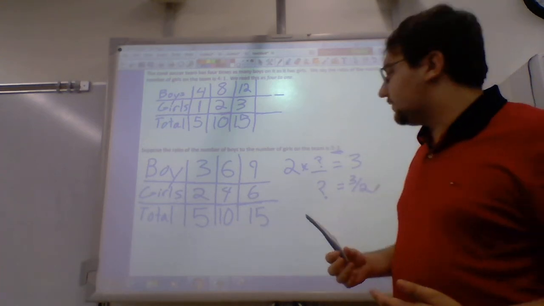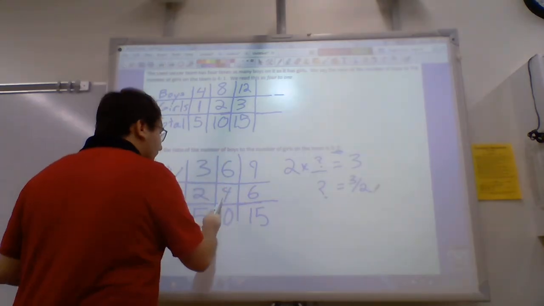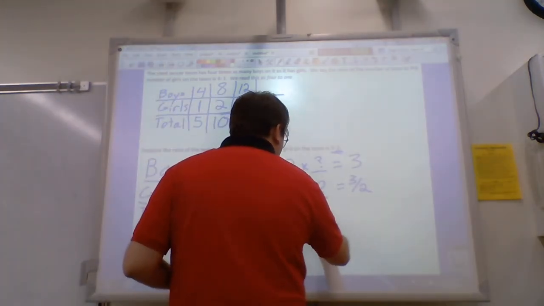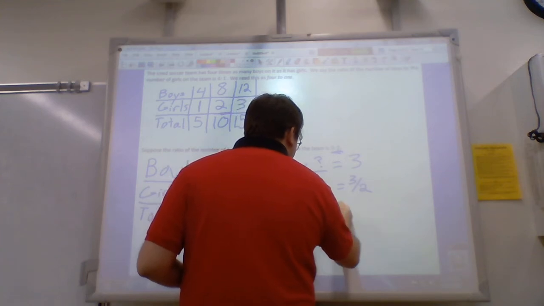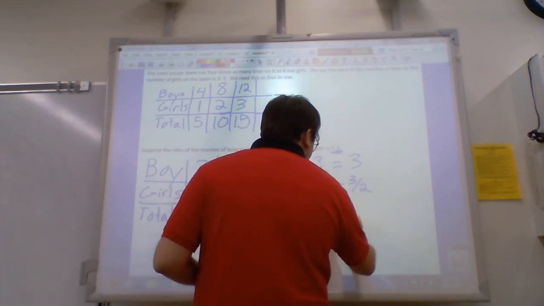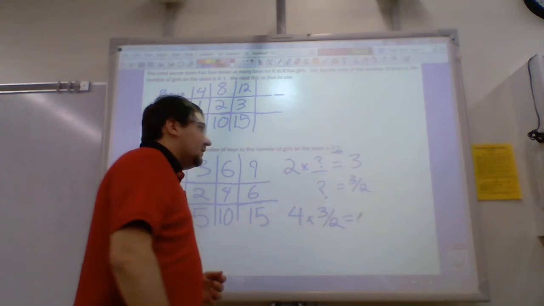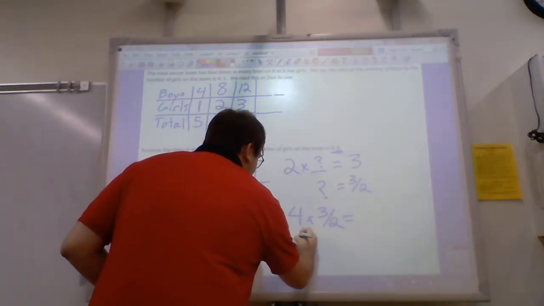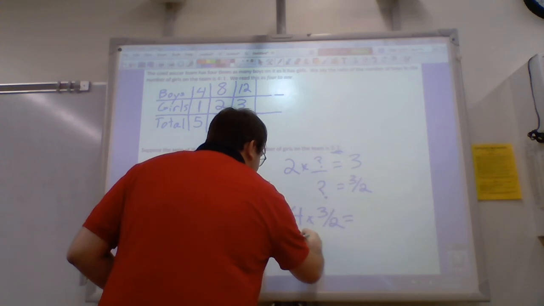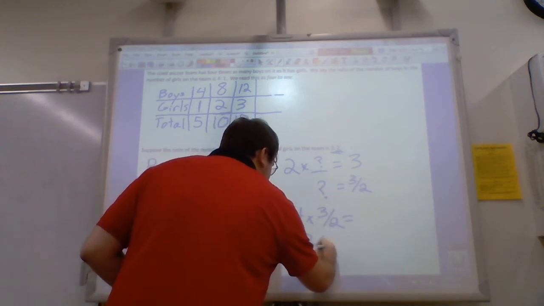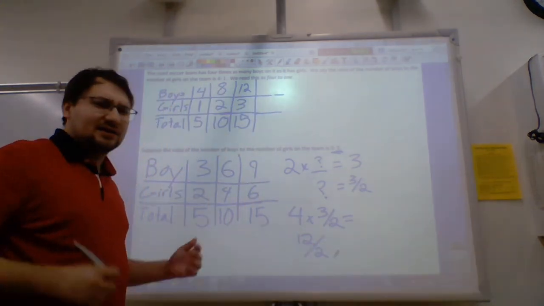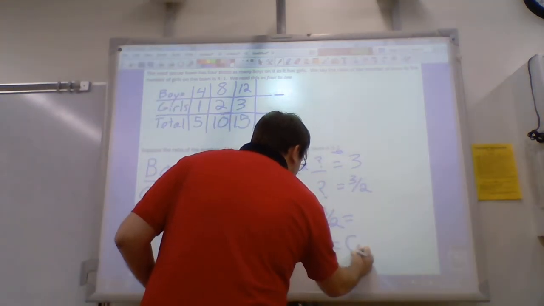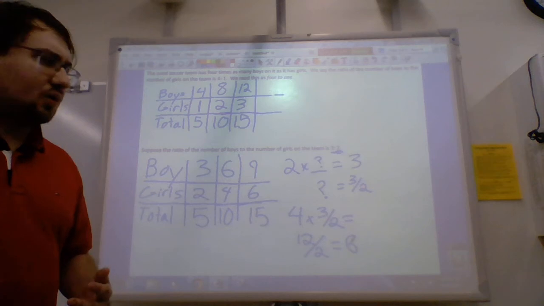Well, let's see if that works for everything else. If I do 4 times 3 halves, is that going to give me 6? Well, 4 times 3 halves is going to give me 12 halves. And 12 halves is actually equal to 6. Oh, well, that looks like it works.